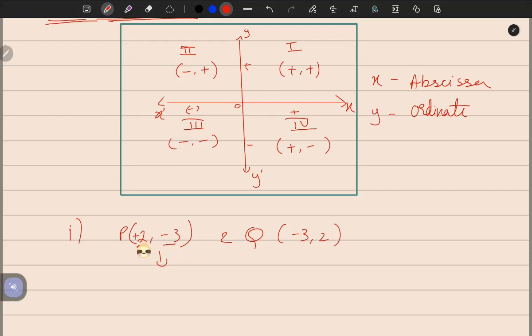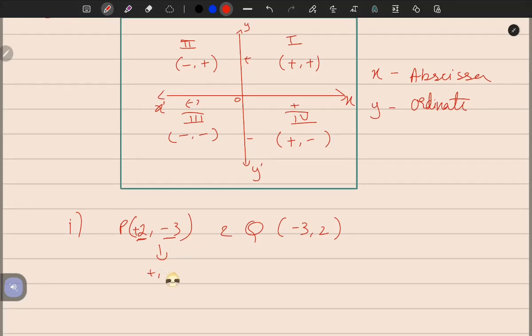So if you see, 2 is plus and y is minus. Can you guess in which quadrant it will come? Yeah. Where will it come? It will come in the fourth quadrant. Correct. Because only in fourth quadrant it is plus comma minus. So we have to write fourth quadrant.